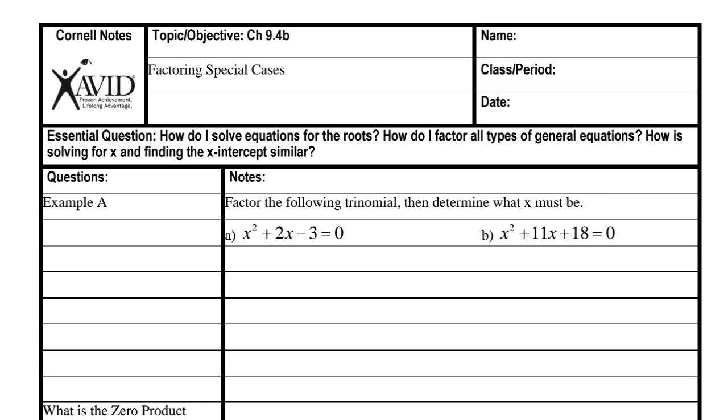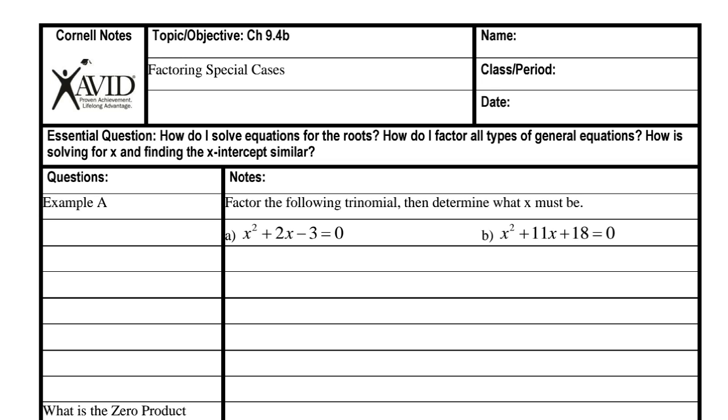Hey everyone, welcome back. This is going to be the 9.4b lesson where we're going to continue talking about factoring, but just with special cases that look a little different than normal. So our essential question: how do I solve equations for the roots? Okay, so we've already kind of done some of that. How do I factor all types of general equations? So we're going to look at more weird, different types of general equations, and then how is solving for x and finding the x-intercept similar? Hint, they're the exact same.